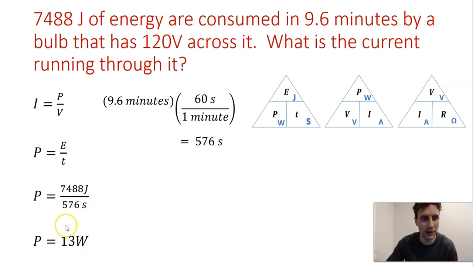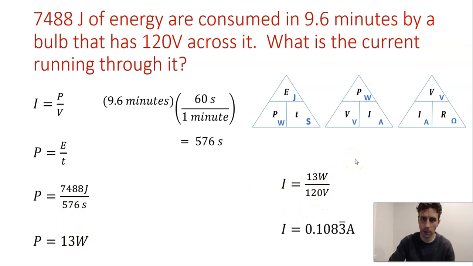Now, why did we figure that out? Well, think back. The question was asking, what is the current? The current is power over volts. We had the volts, 120 volts. Now we've got power as well. So I'm going to fill that in over here. 13 watts, that's what we just figured out, divided by 120 volts. And that gives 0.1083 amps.